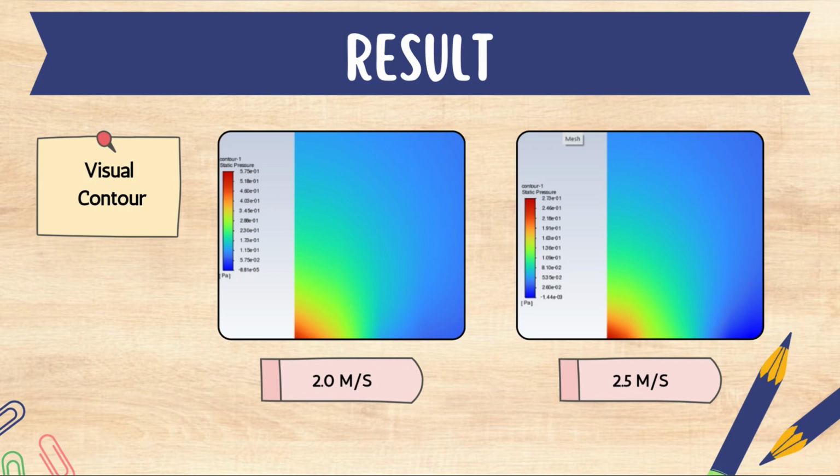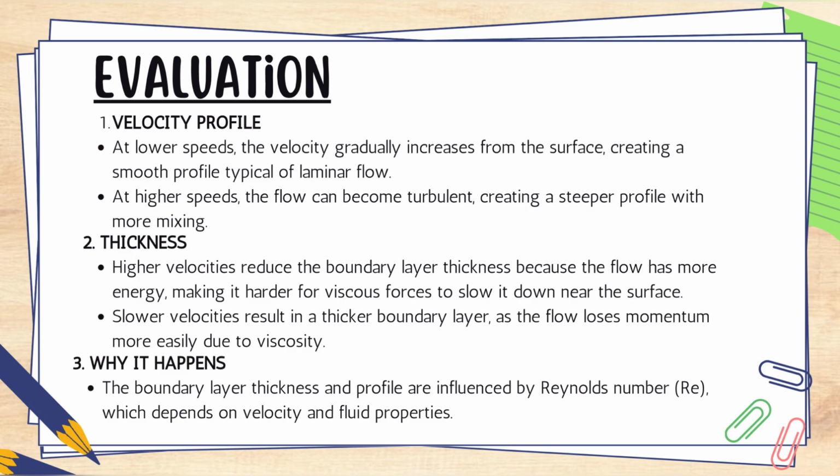From left, the contour of static pressure shows a color map of how pressure changes across the domain, with red for high pressure and blue for lower pressure. Evaluation. First, velocity profile. At lower speeds, the velocity gradually increases from the surface, creating a smooth profile typical of laminar flow. At higher speed, the flow can become turbulent, creating a steeper profile with more mixing.